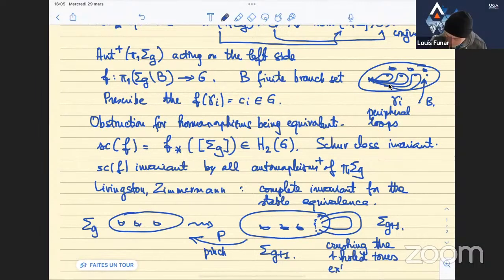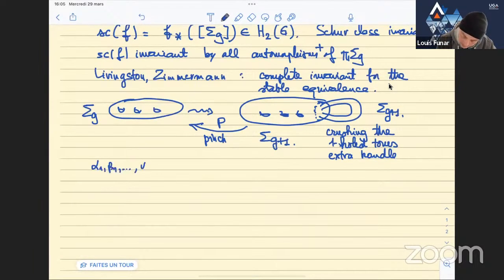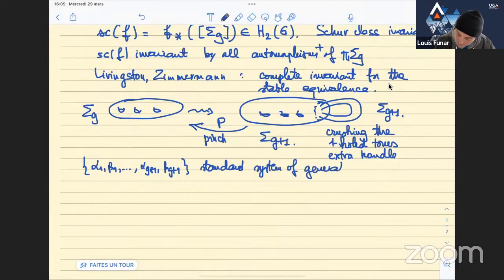So this extra handle is crashing to one point. Let me say I have alpha 1, beta 1, up to alpha G plus 1, beta G plus 1, a standard system of generators of pi 1 of sigma G plus 1.